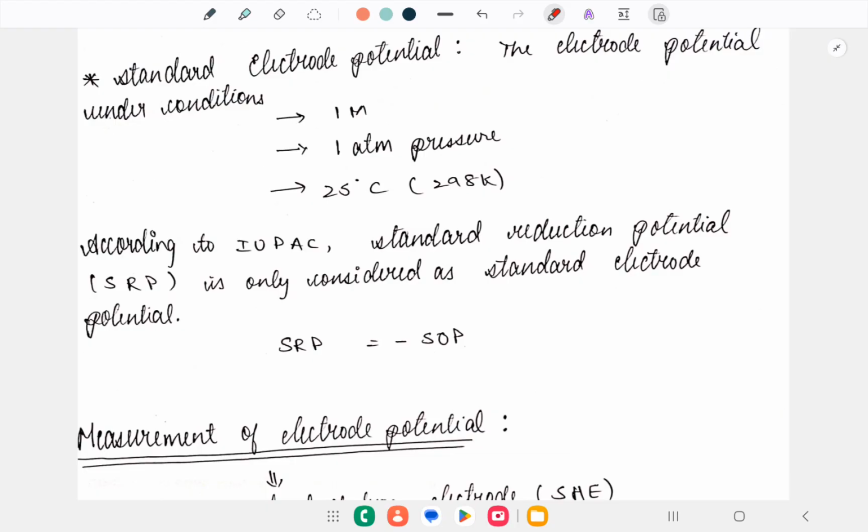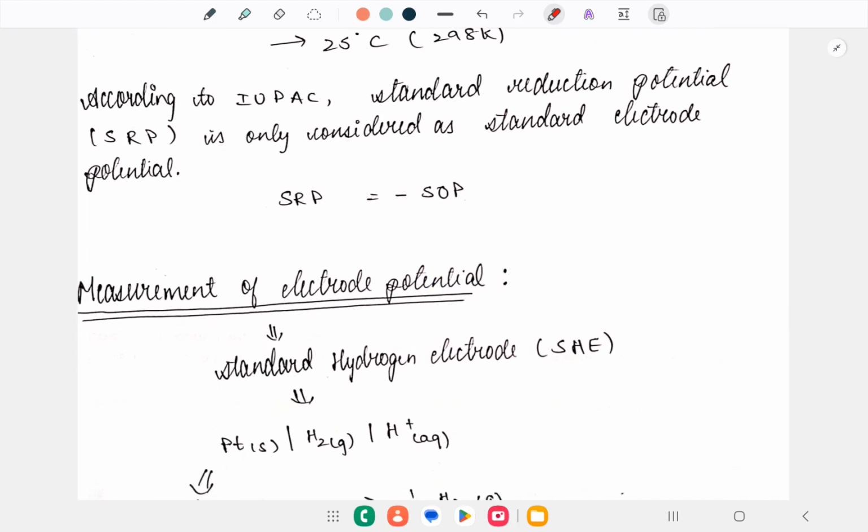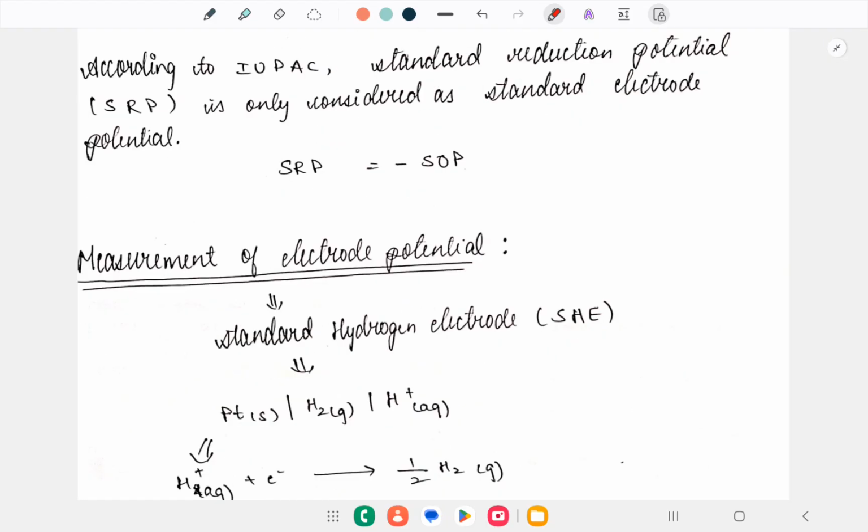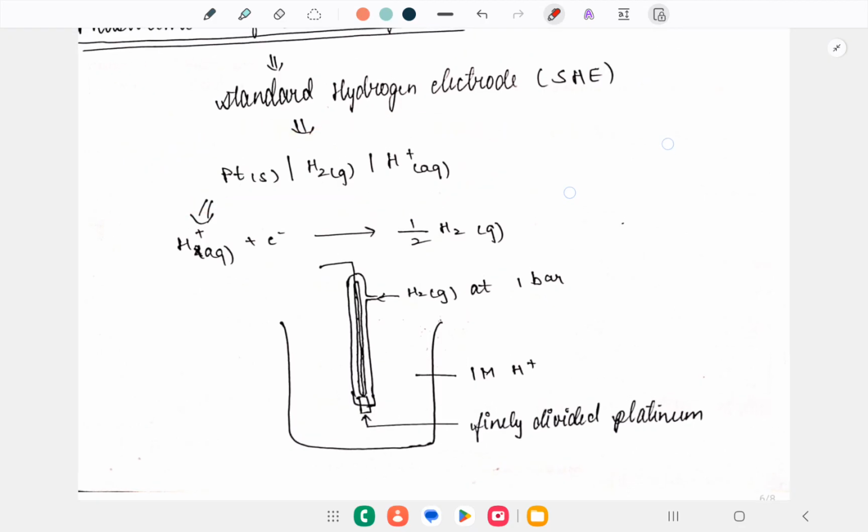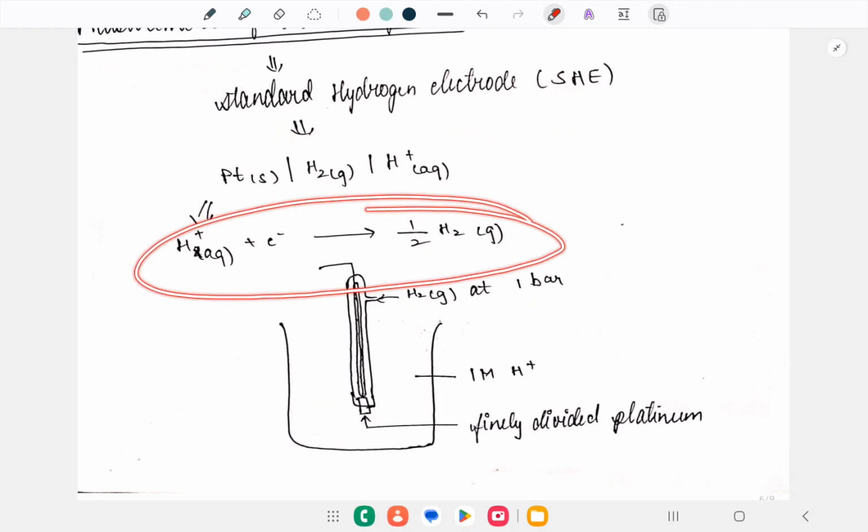Now we will understand what is the measurement of electrode potential. So how do we actually calculate what is the standard reduction potential of any metal? It will be done with the help of the standard hydrogen electrode. It is represented in this way, and the reaction will occur like this.